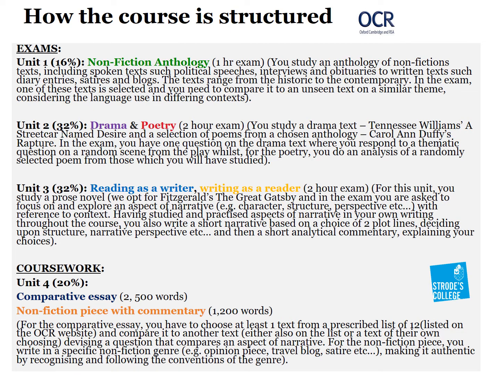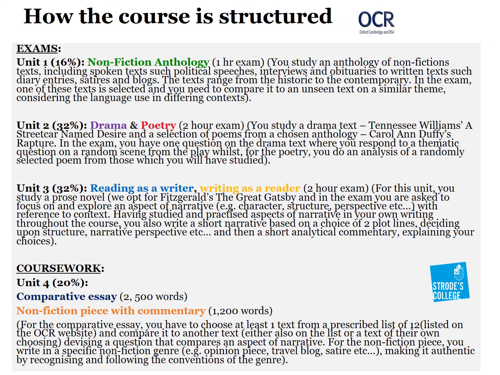For Unit 3, which is called Reading as a Writer, Writing as a Reader, you will have studied Fitzgerald's The Great Gatsby, and in the exam you are asked to focus on and explore an aspect of narrative, such as character, structure or perspective, and then write about it with reference to the context. And then, having studied and practiced aspects of narrative in your own writing throughout the course, you will also write a short narrative based on a choice of 2 plot lines, deciding upon the structure, the narrative, perspective, etc. And then you write a short analytical commentary explaining your choices.